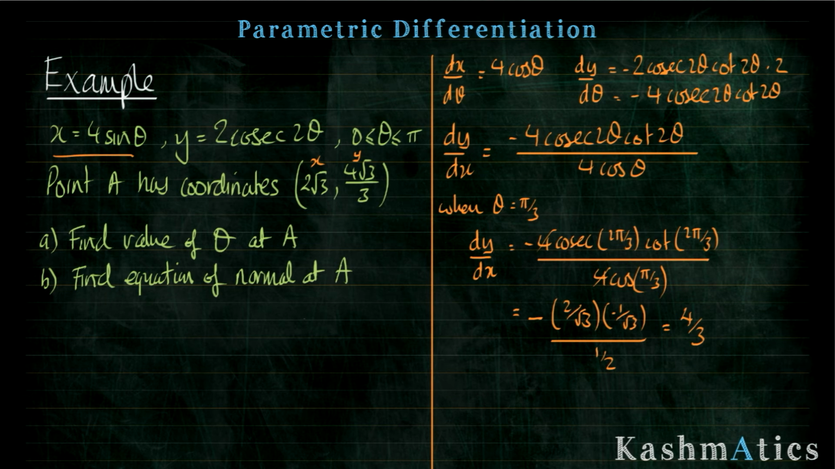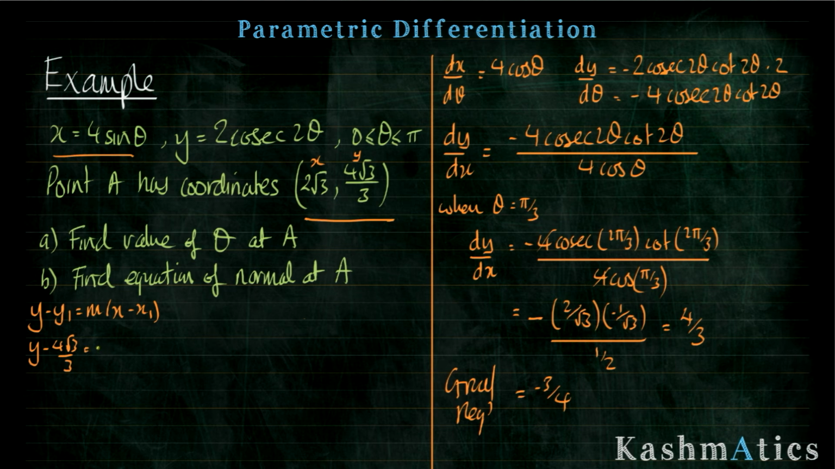But we have to be careful. Remember, that's the gradient of the tangent at A. I need the gradient of the normal, so the gradient required is minus 3/4. All right. Now we also need the point A, but we've actually got that. The point A is that point there, so we've got everything we need to plug into our formula. y minus y1 is equal to m(x minus x1). So y take away 4 root 3 over 3 is equal to minus 3/4 (x take away 2 root 3).